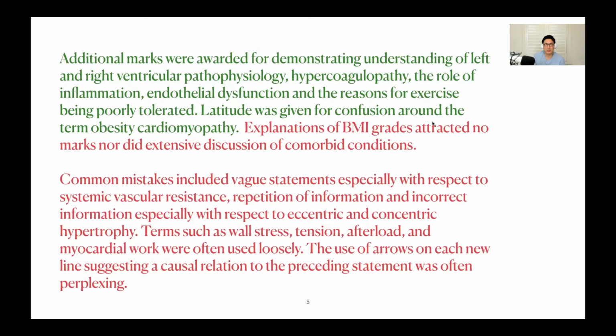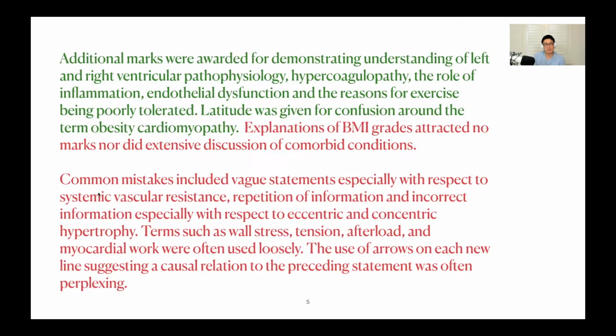Latitude was given for confusion around the term obesity cardiomyopathy. Explanations of BMI grades attracted no marks, nor did extensive discussion of comorbid conditions. Just with this statement here, I acknowledge that the 2018 question actually did require you to give a definition of morbid obesity. So to expand on what this sentence is trying to get at, they don't want you to spend too long explaining all the different BMI grades.